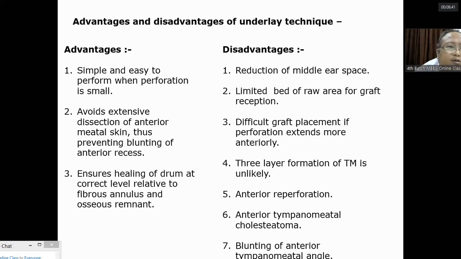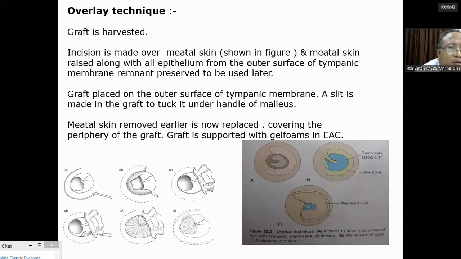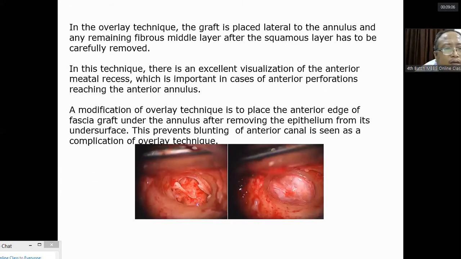We don't discuss overlay, so just for the knowledge, the overlay technique is also present there, but due to more complications than the underlay and more failure, it is usually not done nowadays, but during the long history, it was very popular many years back.